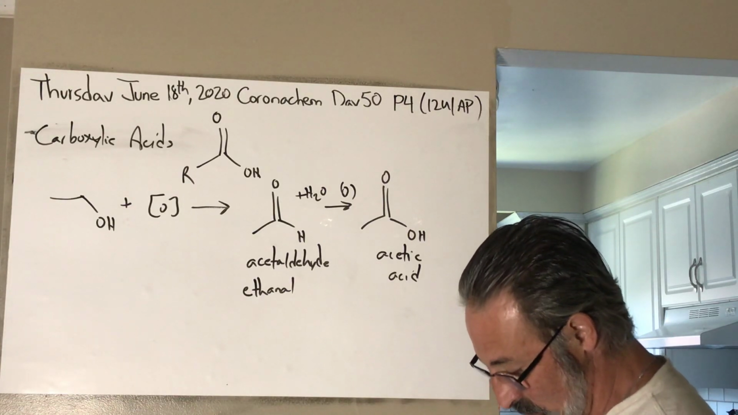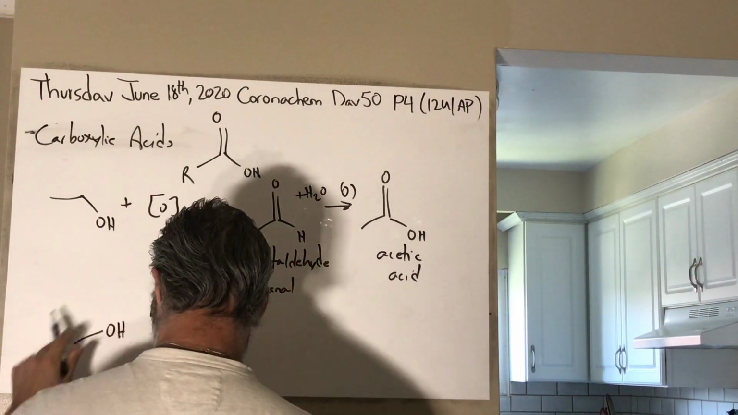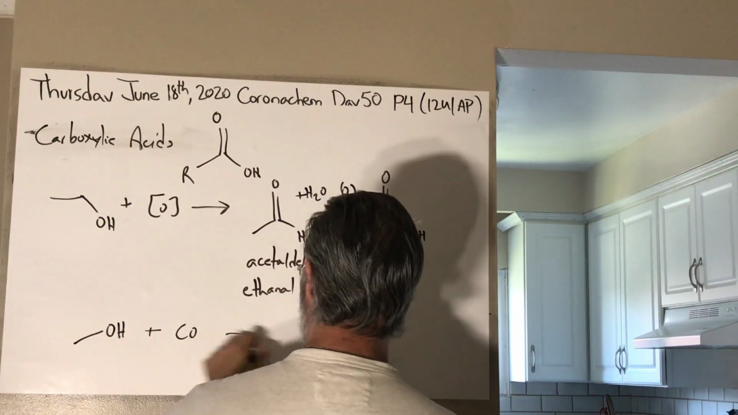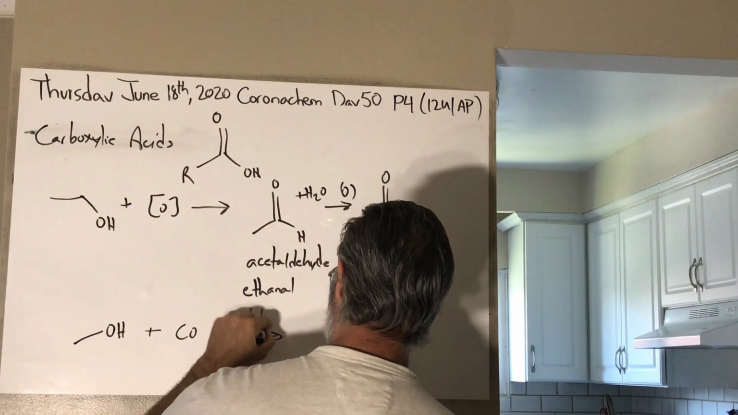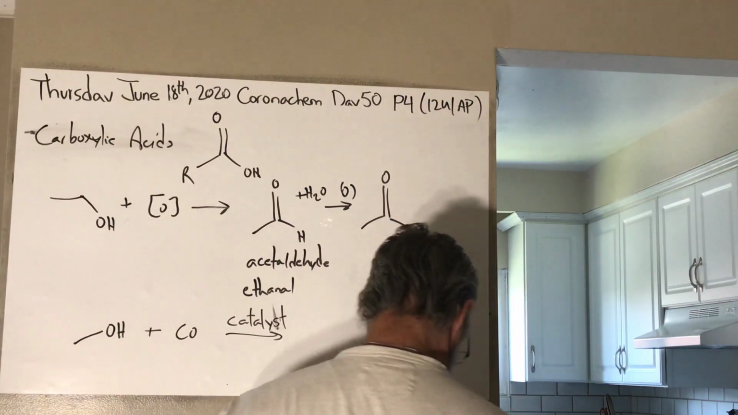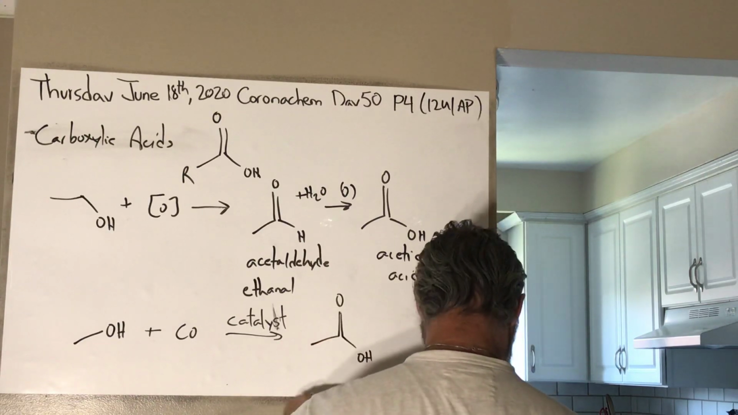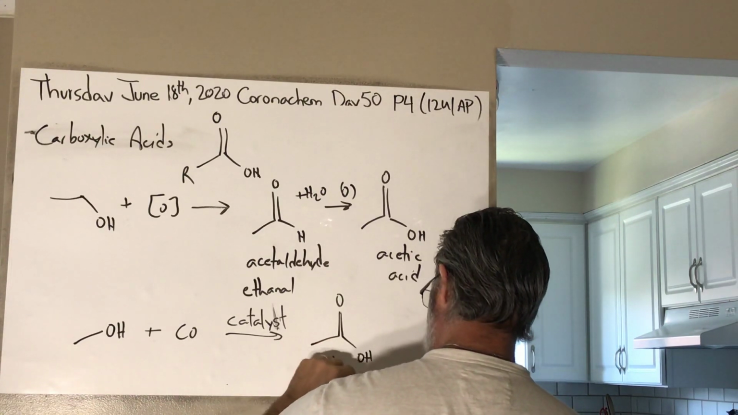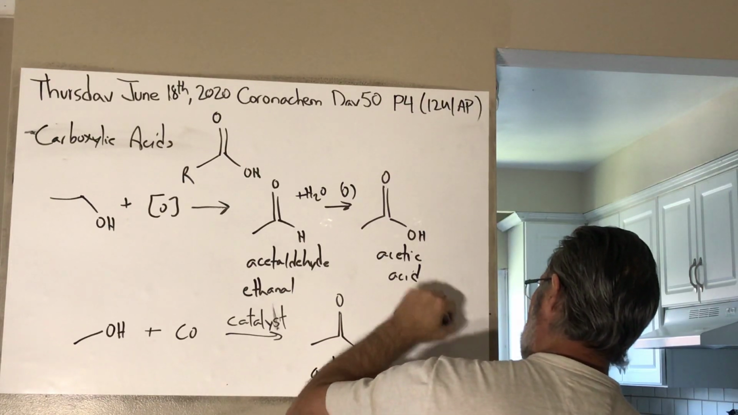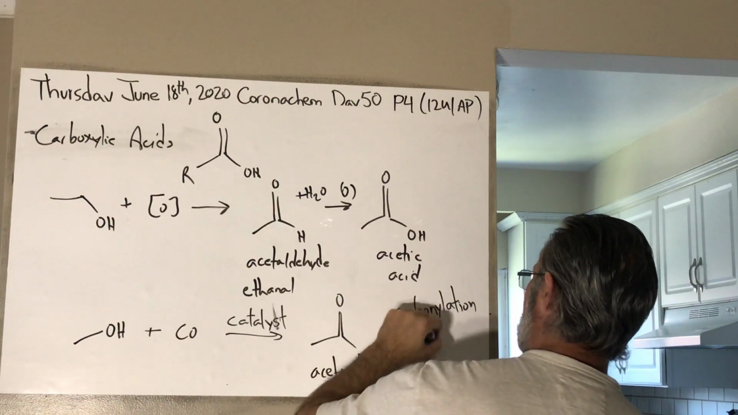You can also carbonylate methanol. So here's methanol, 1 carbon, then an OH. And if you add carbon monoxide using a catalyst, you will get acetic acid. And this is called the carbonylation of methanol.